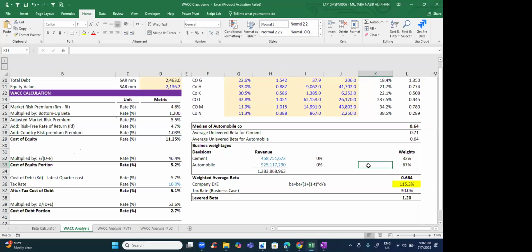Number one, the best way of weightages is revenue. And the second is assets. How much worth of assets belong to cement? How much worth of assets belong to automobile? This is one way. Another way is how much you are generating revenue from the cement, how much from the automobile, in total revenue. So we are generating 33% from the cement, 67% from the automobile. Okay, now using these two weights, calculate the weighted average beta.